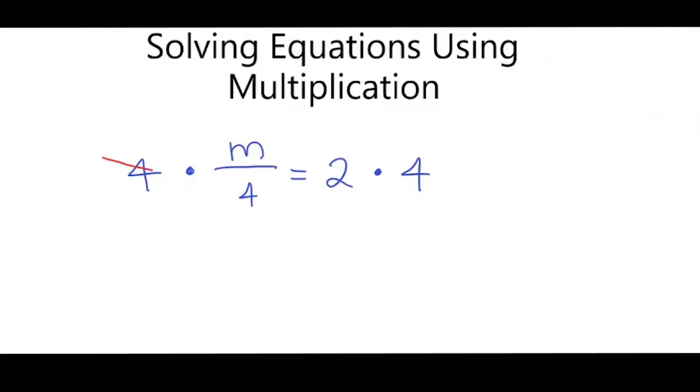And what that does is it cancels these 4s. I'll bring down the equal sign, and I'm left with m on the left side, and now I multiply. 2 times 4, which is 8.